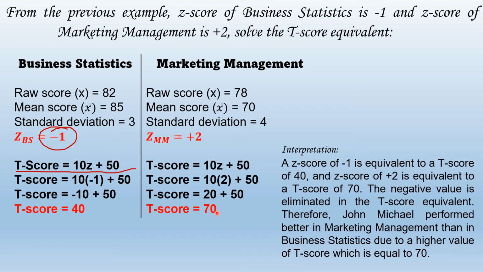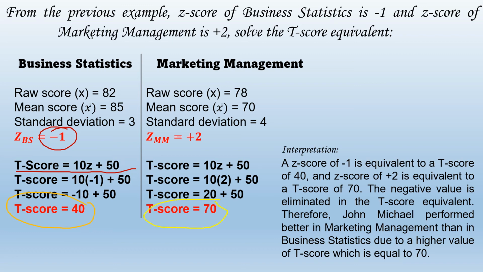Now, please take note of the interpretation for t-score. What it says here is that the higher the value of the t-score, the better the performance of the student. If you want to do away with the positive and the negative, if it's confusing for you and you don't want to use that, you have to convert your z-score to t-score. Now, for the interpretation, you have here a score of 40 for business statistics. You also have here a score of 70 for marketing management. I am referring to T-scores.